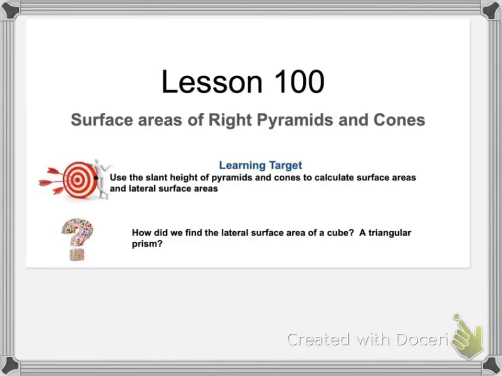Welcome to Lesson 100. Today we're talking about surface areas of right pyramids and cones. So what we're going to learn today is we're going to use the slant height of pyramids and cones to calculate their surface areas and their lateral surface areas. So we're going to talk about total surface area and lateral surface area. And then I'm going to ask you the question, how do we find the lateral surface area of a cube or a triangular prism? Well, let's go on.